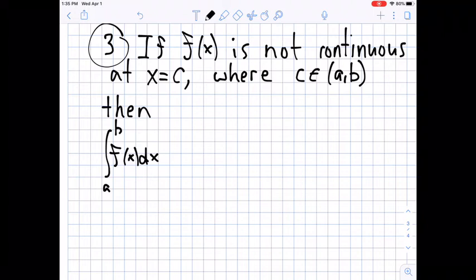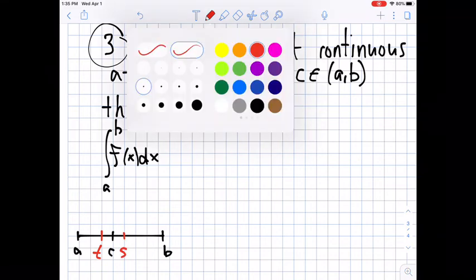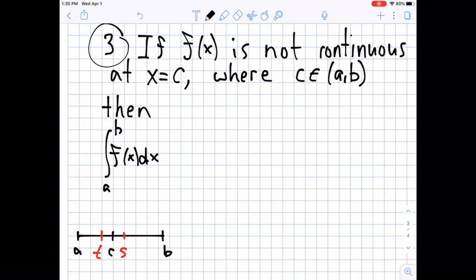We have our discontinuity. Again, let's sort of picture it like this. We have a, we have b. We have a discontinuity maybe somewhere in the middle at c. So what do we do? Well, we just stay away from c. We can introduce here a parameter to the left of c, introduce here a parameter to the right of c, and then we can take our limits. We'll have essentially two different integrals.